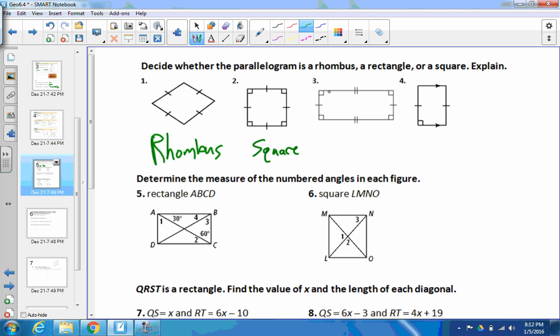I know they all look like they're one or the other, but number three definitely looks like a rectangle. It's given that only opposite sides are congruent, so it's a parallelogram, and they're all right angles, so this is just a rectangle.